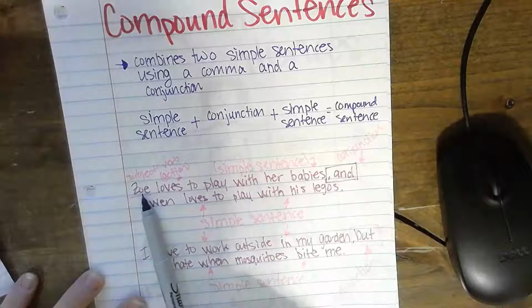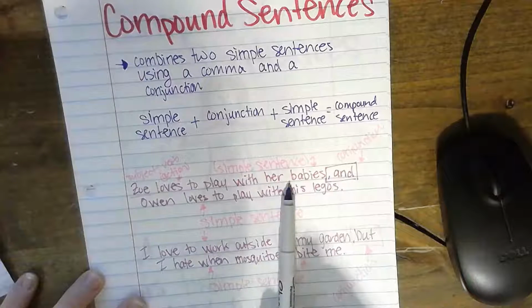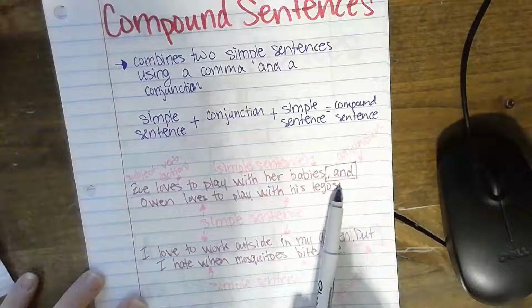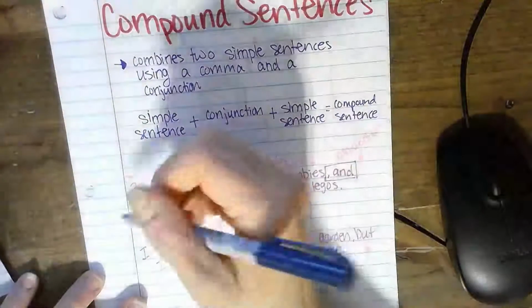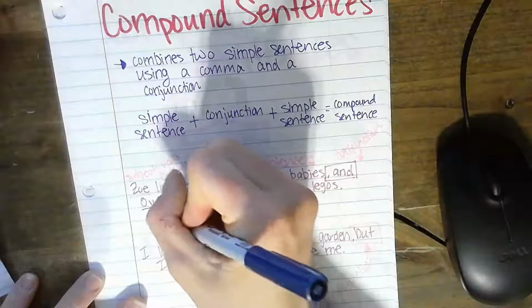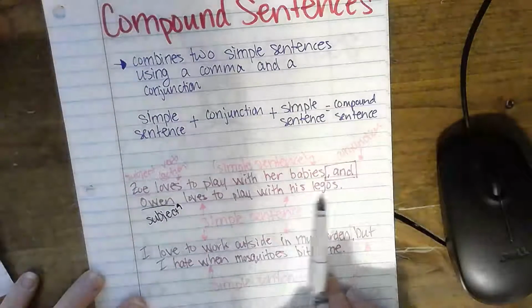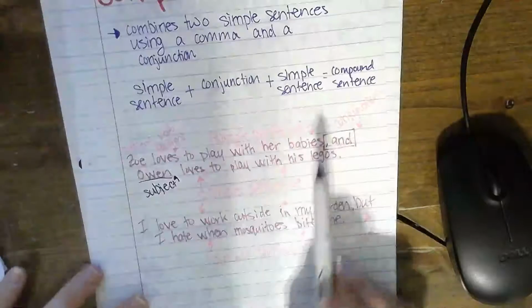Zoe, that's our verb. Who, what does she do? Loves to play with her babies. Simple sentence. Conjunction, and then I have another simple sentence. My subject is Owen. What loves to play with his Legos? So I have two simple sentences combined with and.